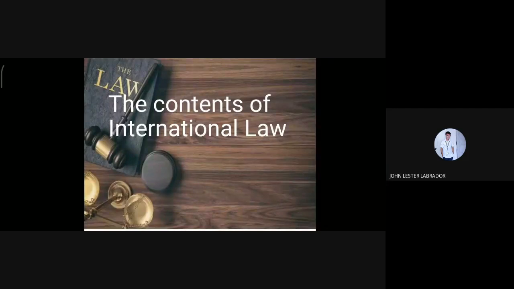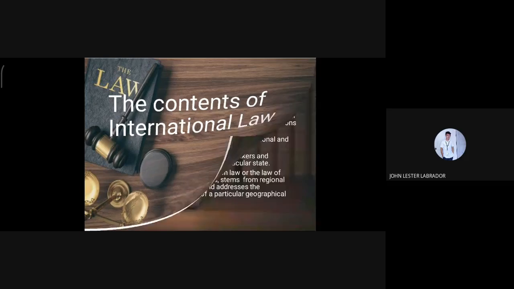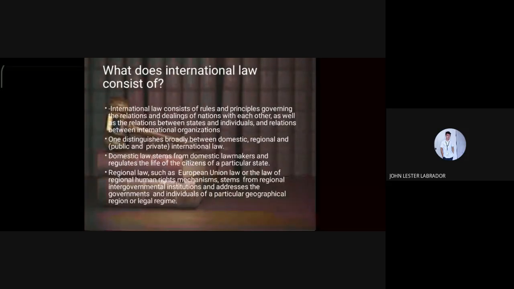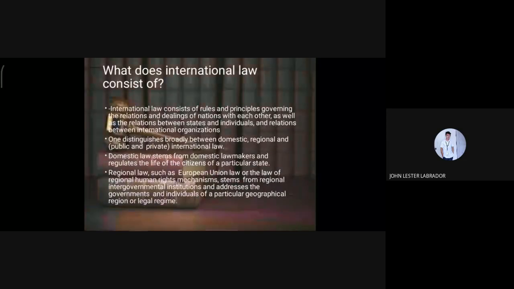Okay. The contents of international law. What does international law consist of? International law consists of rules and principles governing the relations and dealings of nations with each other, as well as the relations between states and individuals, and relations between international organizations.